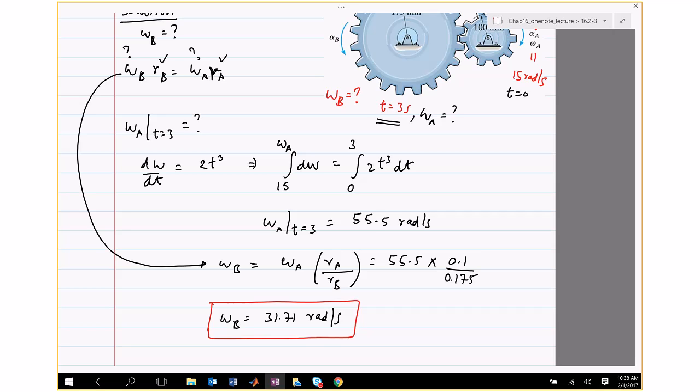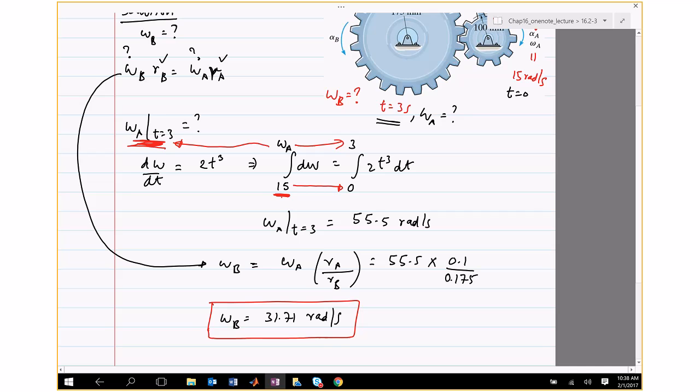Any questions on that? Yeah. My question is initially, WA is 15 radians per second. How come you used a number? It's right here. So I know the angular speed at t equals 0, but I want the angular speed at t equals 3 seconds. So I need to use the 15 to get the angular speed at 3 seconds. So this is the angular speed at 3. This is the angular speed at 0.